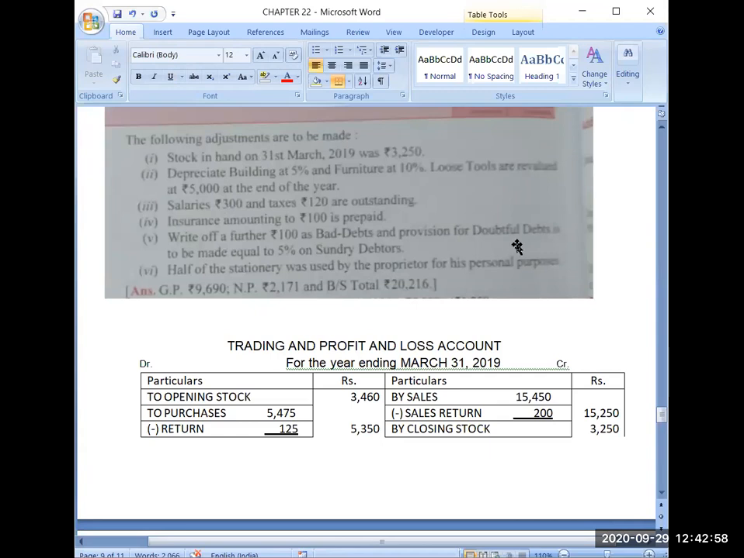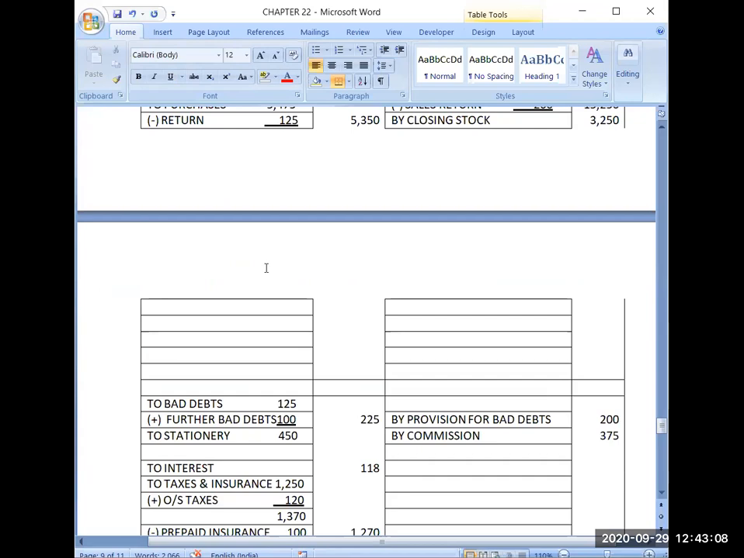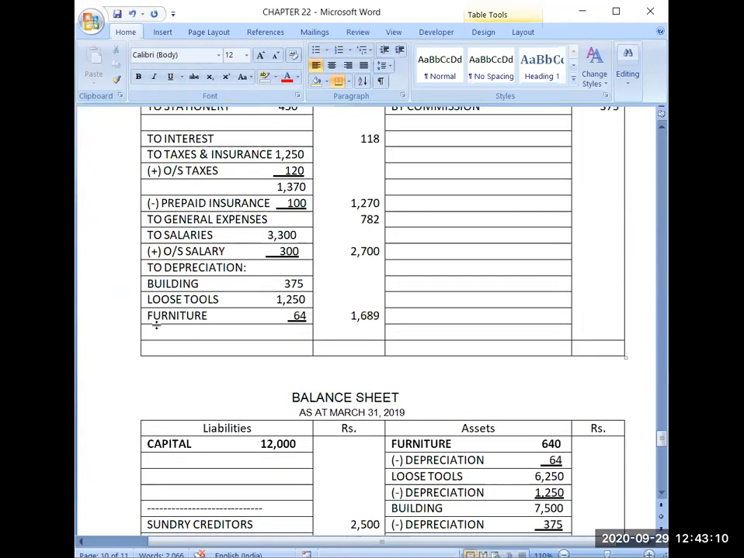Now, next adjustment is provision for doubtful debts is to be made. Now we have to make a provision for doubtful debts. The journal entry will be profit and loss account debit to provision for doubtful debts. So here I will be writing to provision for doubtful debts.